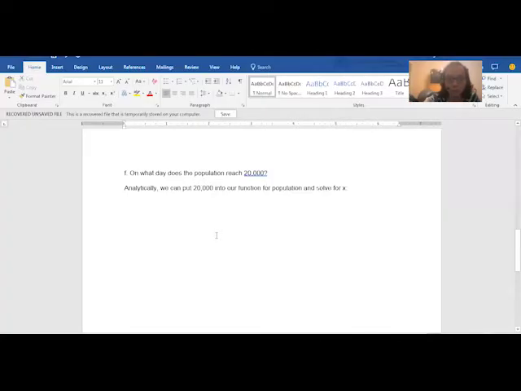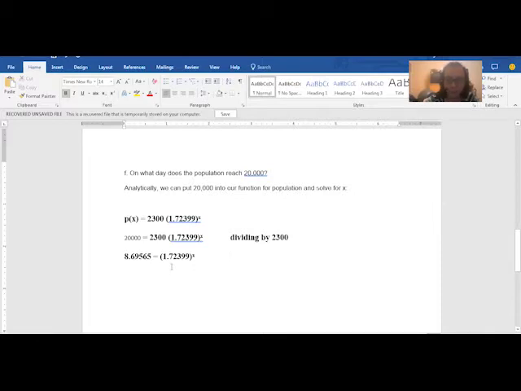The final question asks, on what day does the population reach 20,000? What we're going to do is put 20,000 into our function for the population and solve it backwards for x. Here's our original function, putting that 20,000 in for our population. And now we'll begin solving for x. We're going to start by dividing by 2,300. Now that we have this piece with the exponent by itself, isolated, we're going to take the logarithm of both sides. It doesn't matter whether you use log base 10 like I have here, or ln, the natural log, of both sides; either works the same.